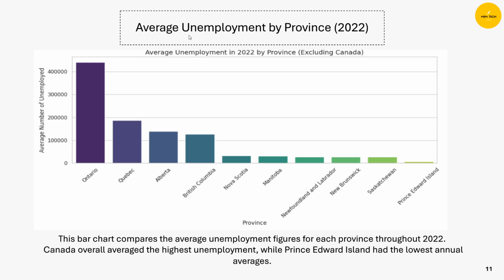So here is the bar chart. The bar chart compares the average unemployment rate across provinces in 2022. And as you can see here, Ontario had the highest average unemployment, while Prince Edward Island had the lowest. This visualization highlights the regional disparities in the unemployment rates.